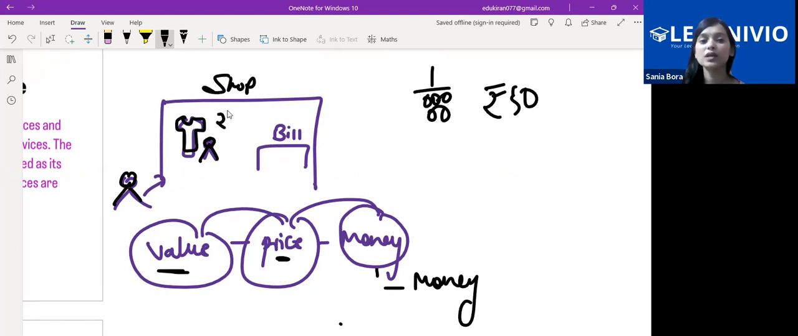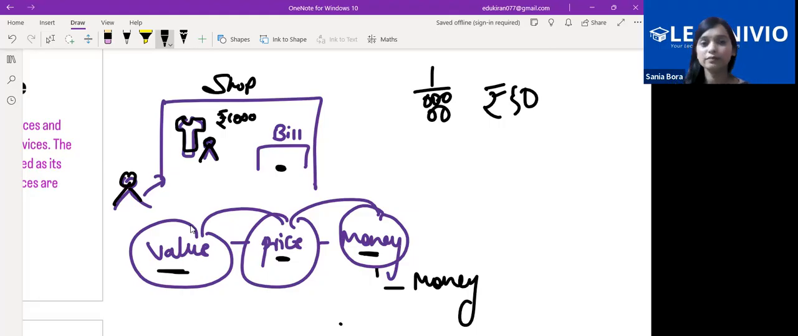That is for 1000 rupees. Okay, you like that, so you'll purchase it. You went to the billing counter and there what did you give? Money. So you asked for the value, the salesperson told you the price, and what did you give? Money. The value came first, then the price came, and then the money came.